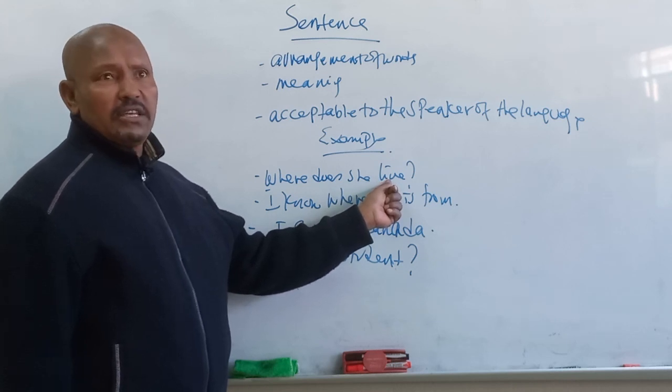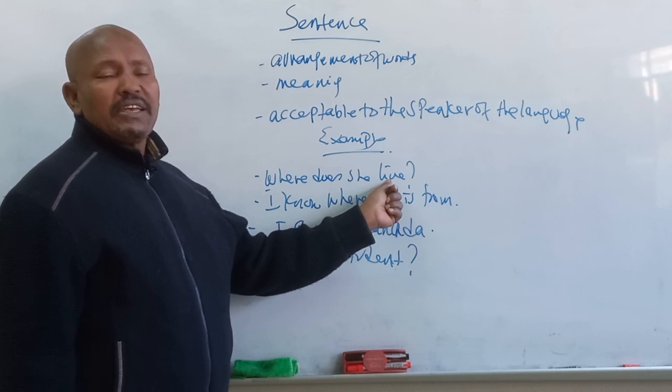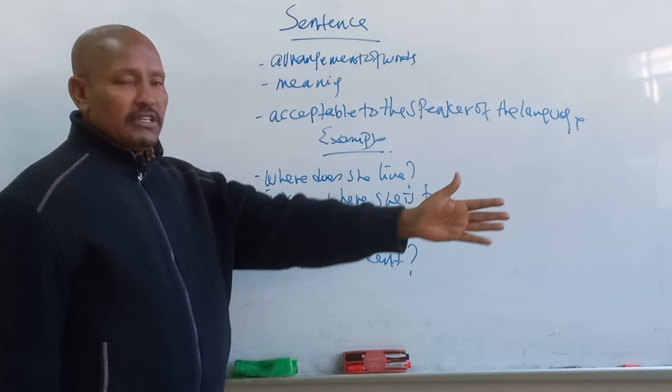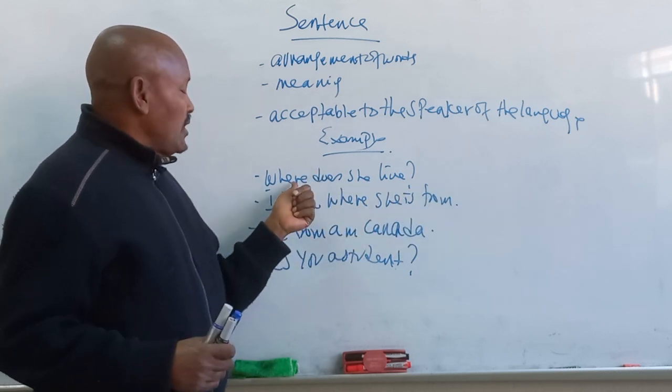Now, where does she live? She lives in Addis. She lives in Bahir Dar. She lives in Canada. Meaningful. Where does she live? She live in Waldia. She live in this. Acceptable? No. Meaningful? No. The arrangement of the words is appropriate, it has meaning, and we can communicate.